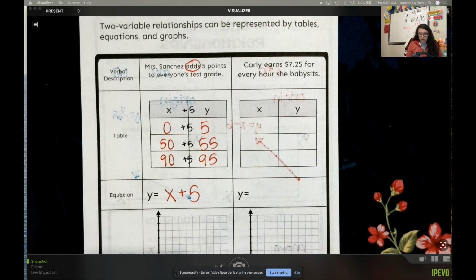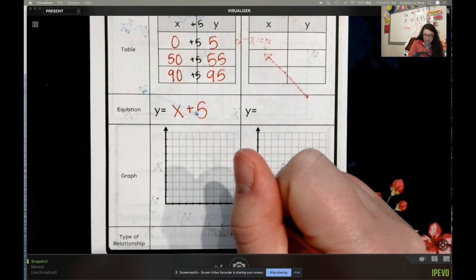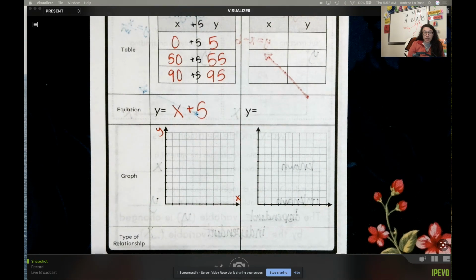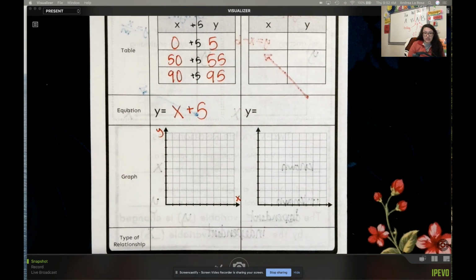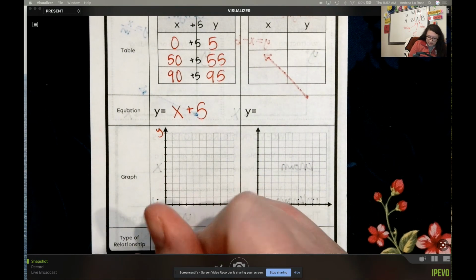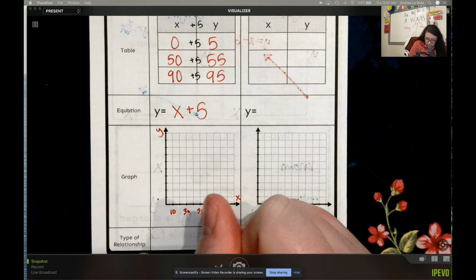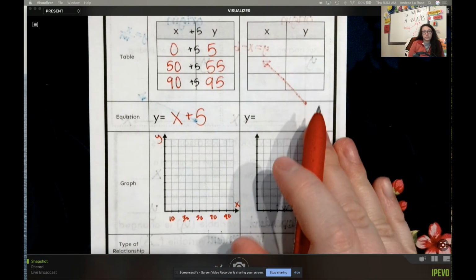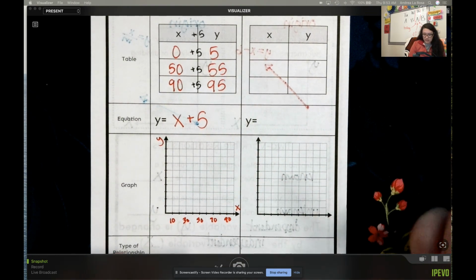And then we go through and graph. Remember, these are my x values on the bottom. My y values are on the side. My x values are 0 to 90, so I'm going to go by tens. My y values over here, again, I'm going to go by tens.